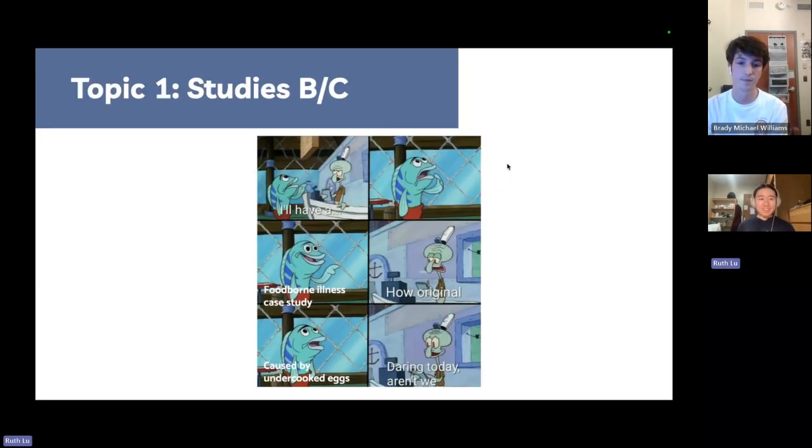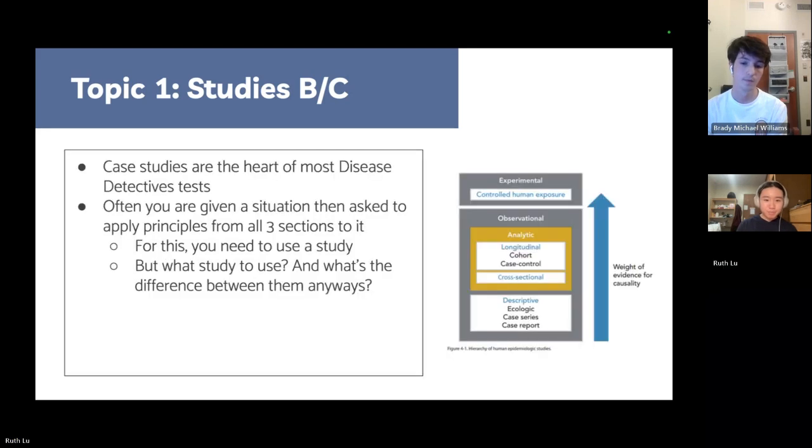So first off, we're going to look at studies, which, as Brady mentioned, is one of the big parts of this event. And it's how we figure out if there's an outbreak, what's causing it, how we go about trying to prevent it from happening, or try to control it as it currently is.